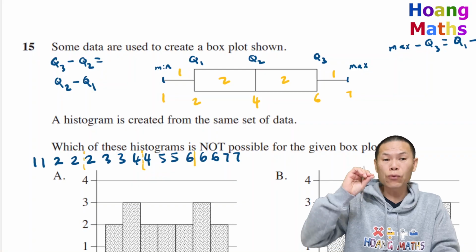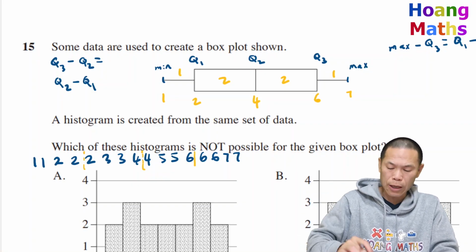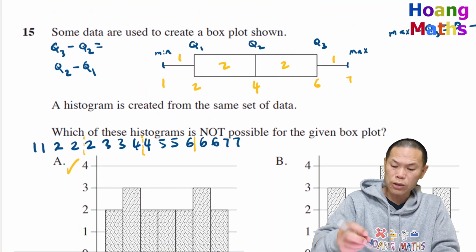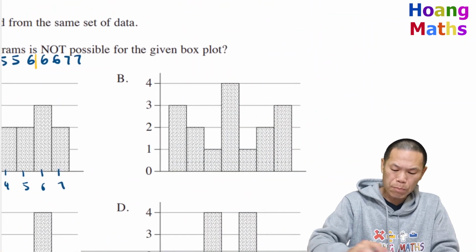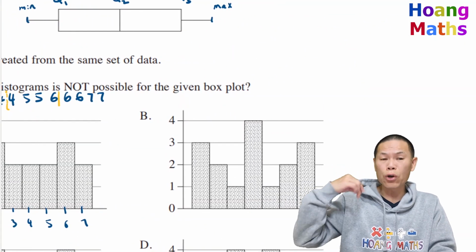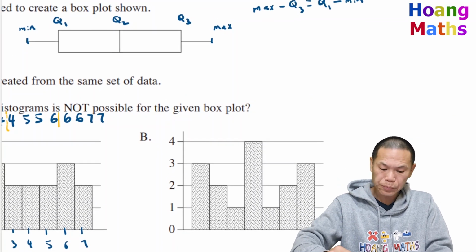So therefore, this is reflecting on the box and whisker plot. So that means option A is reflecting on the box and whisker plot. Let me clear this first. And now for B, because we need to find the histogram that is not reflecting on the box and whisker plot. Okay, keep that in mind.